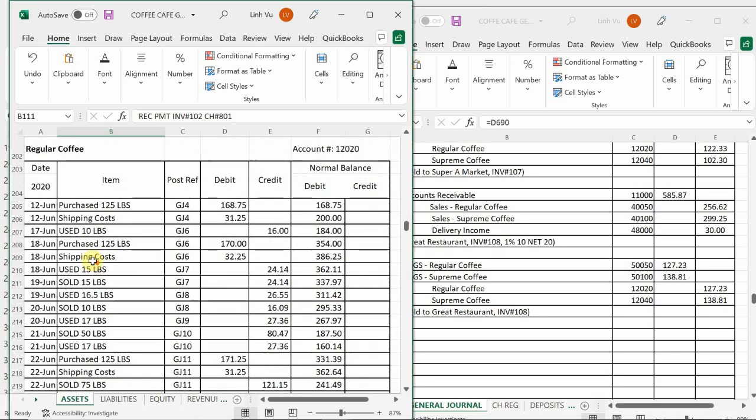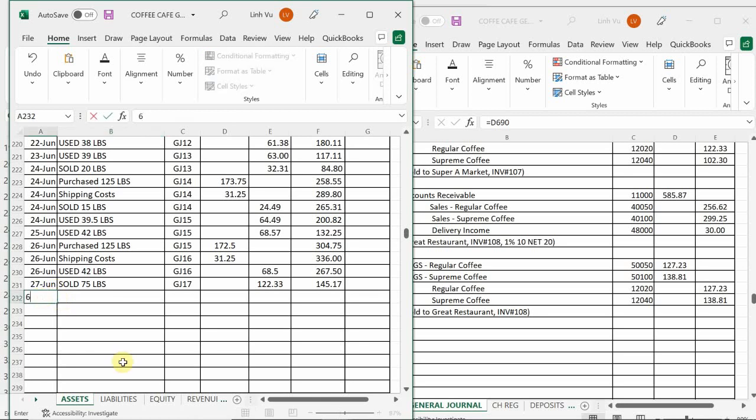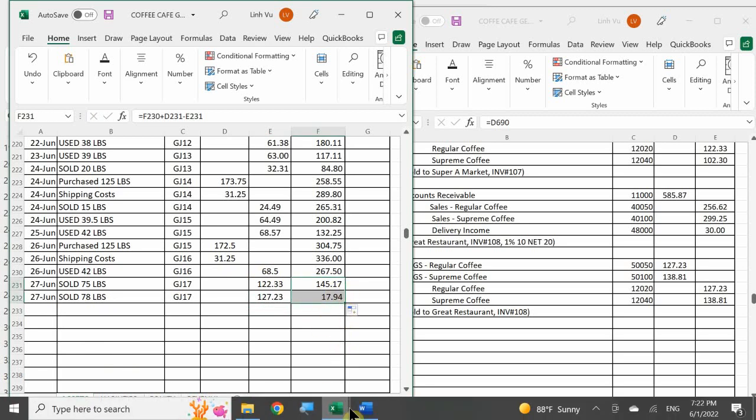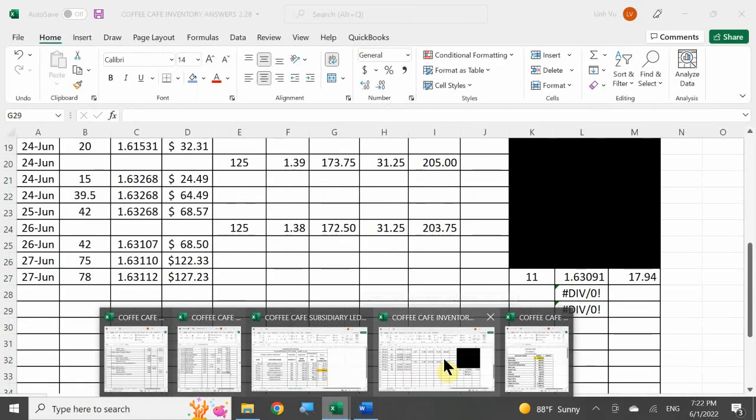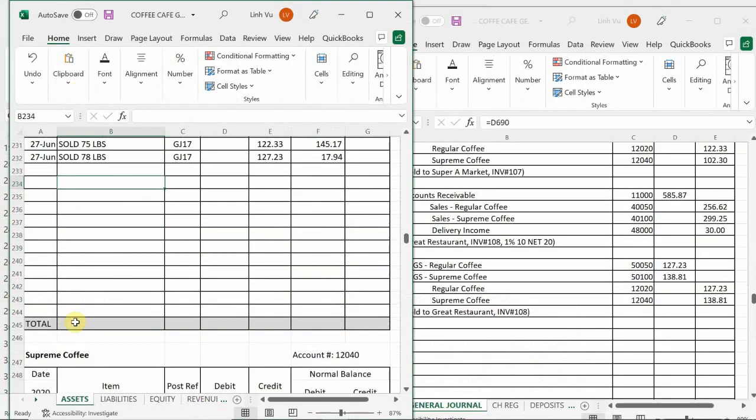Okay. So here I am, regular coffee. I sold 78 pounds, okay, which was a total of 127.23, okay, and that should give me an account balance of $17.94, which does that match my inventory worksheet? Yes, it does. Okay.